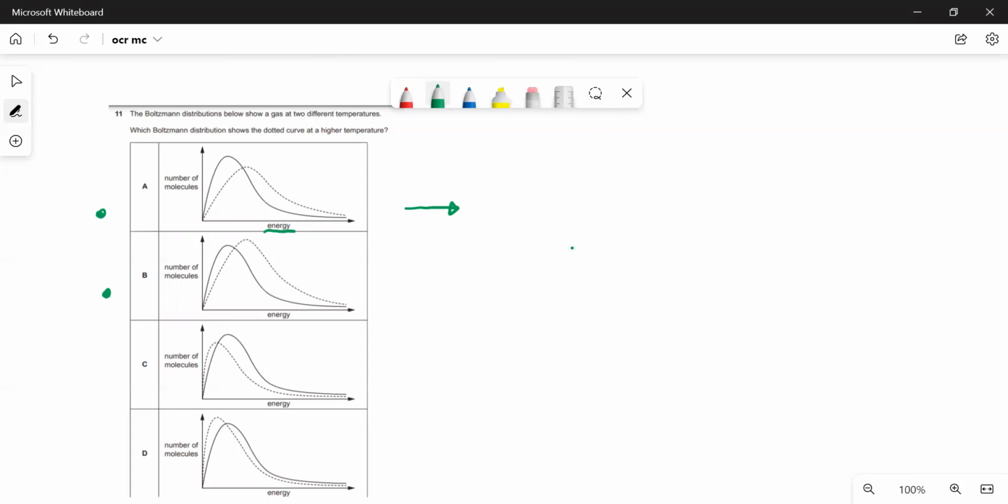Now, why is A correct? A is correct and B is incorrect because you can see here the height of the peak has got to be a little bit lower with a higher temperature. And the reason for that is because the area under the curve must stay the same under both curves, okay? Because that is proportional to the total number of molecules. And you haven't changed the number of molecules. So if you looked at B, B would be wrong because the area under the dotted curve is definitely bigger than the area under the other one, and it's got to be the same. So A is the right answer.